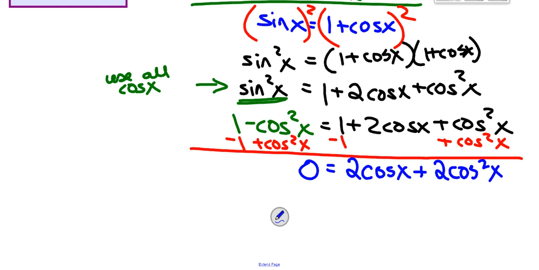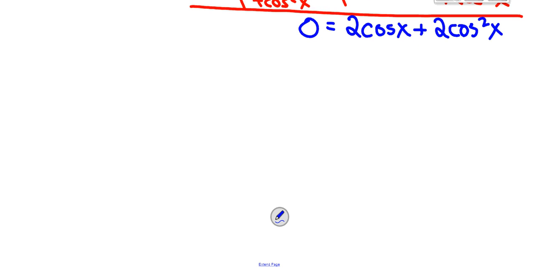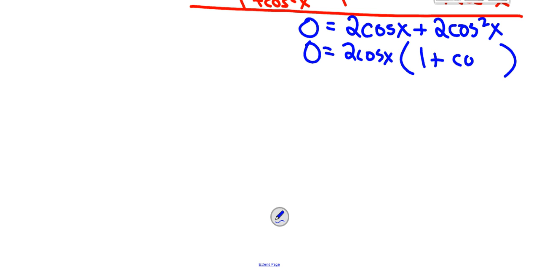Anything common? 2 is common and cosine x is common. So 0 equals 2 cosine x times, when I distribute that out, I divide this and I get 1 plus cosine x. Now, see that little 2 that's there? It's a factor. It's going to have no bearing whatsoever on my answer. Do you remember that this 2 is really not going to have any bearing on my answer? So I can ignore it, or if you prefer, you can say 2 cosine x equals 0. So when I divide by 2, cosine x equals 0.